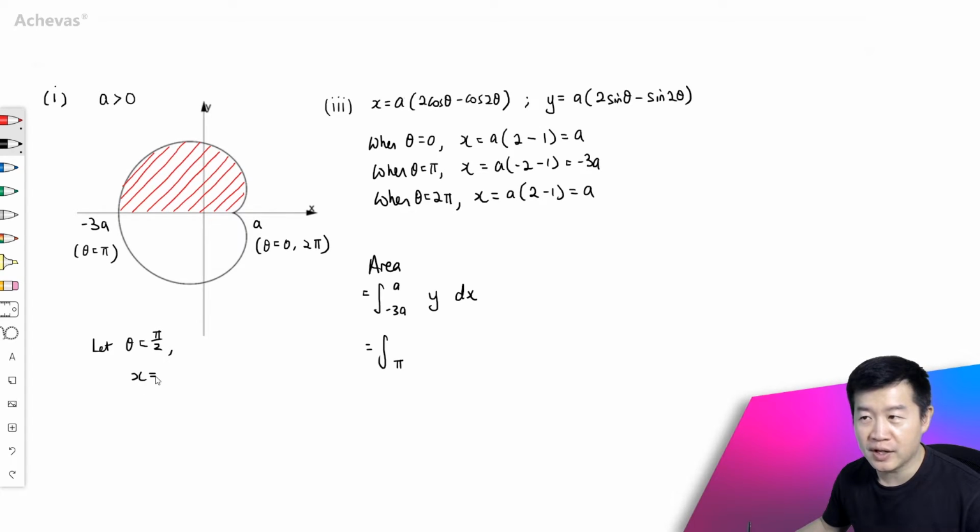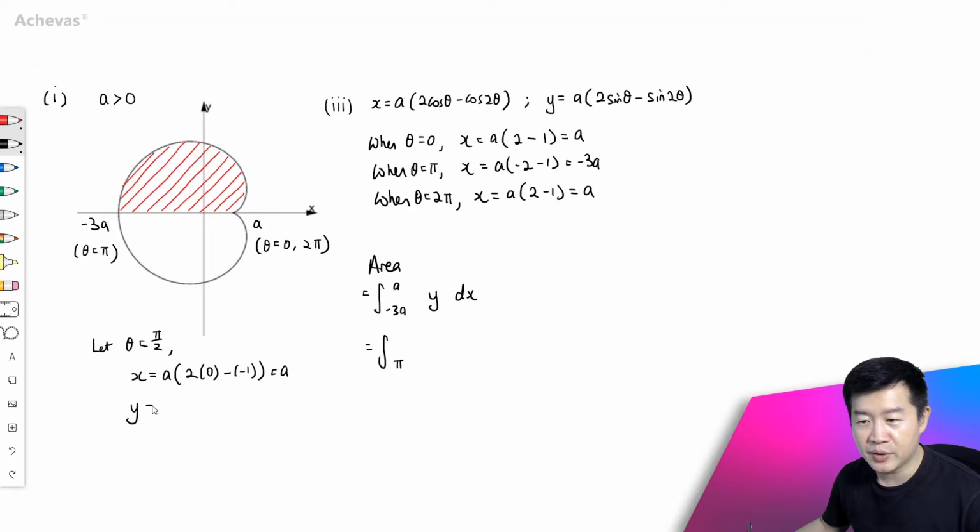So the x coordinate is going to be a of 2 cosine pi over 2, and cosine pi over 2 is 0. Then minus cosine of pi. Cosine pi is minus 1. So this gives me a.